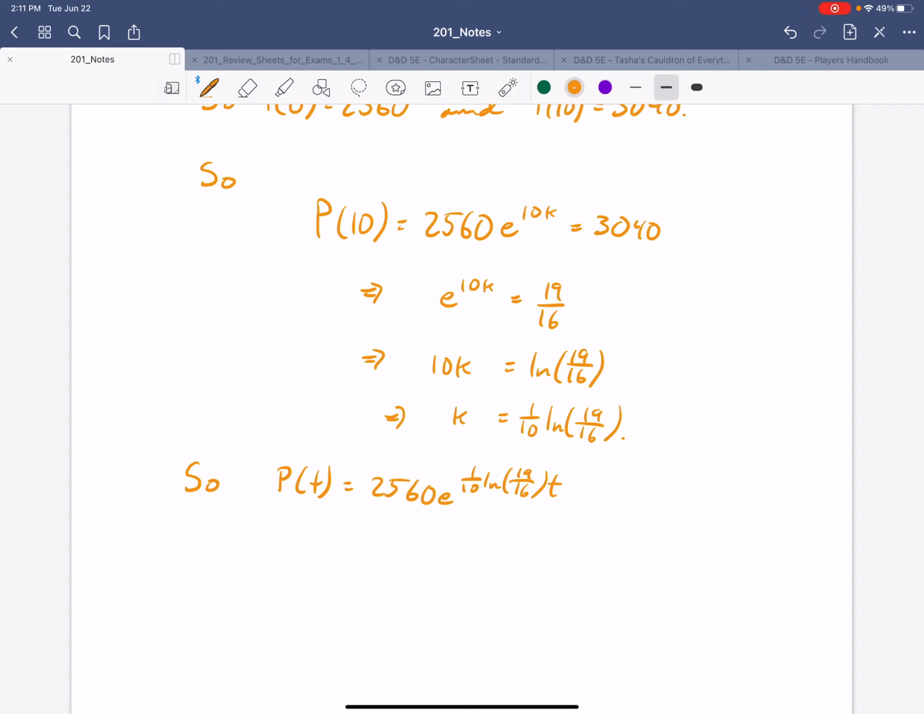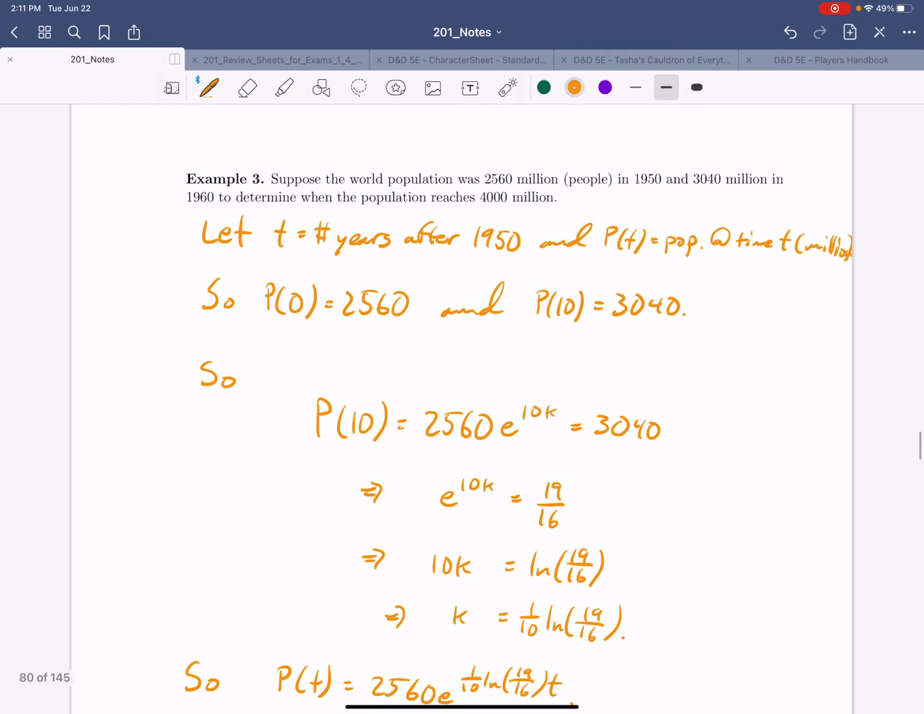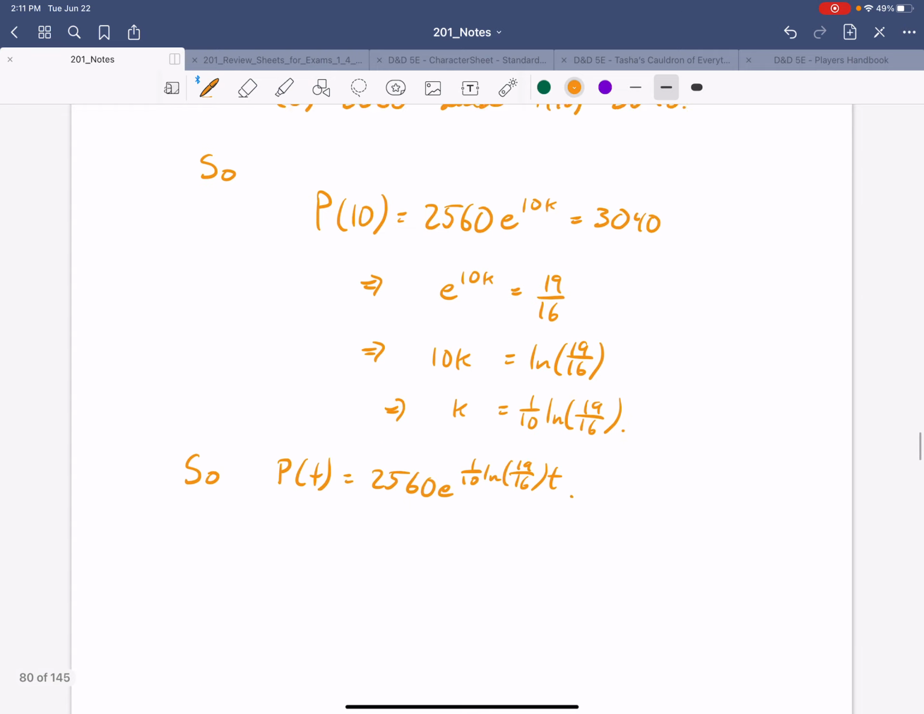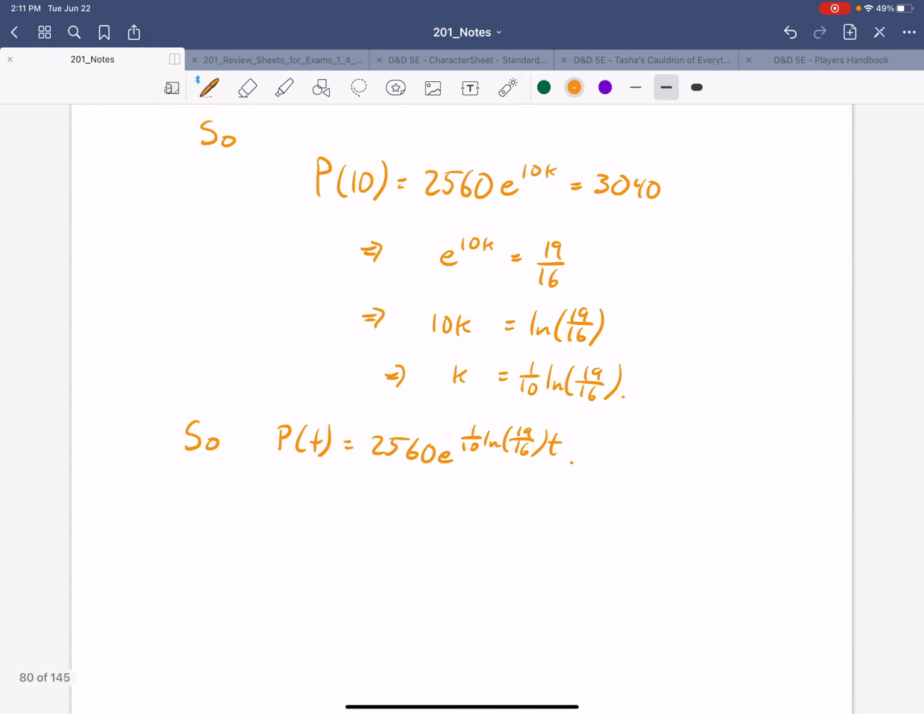Not the loveliest looking thing in the world, but still, yeah, it's fine. So now we want to let P of t equal 4,000, right? Because we want to find when the population reaches 4,000 million or 4 billion, okay?